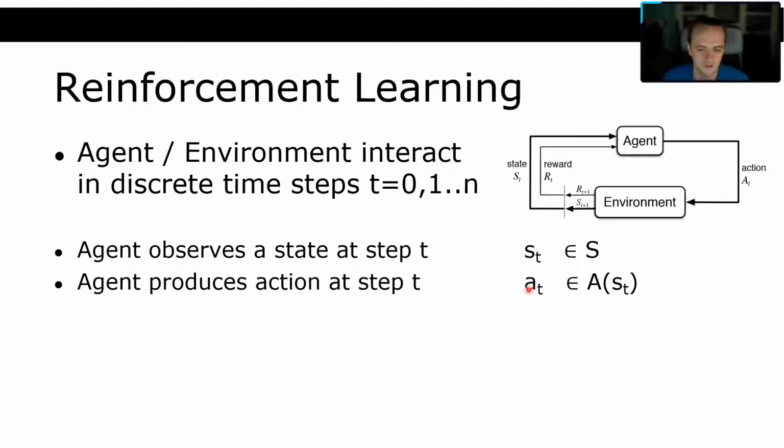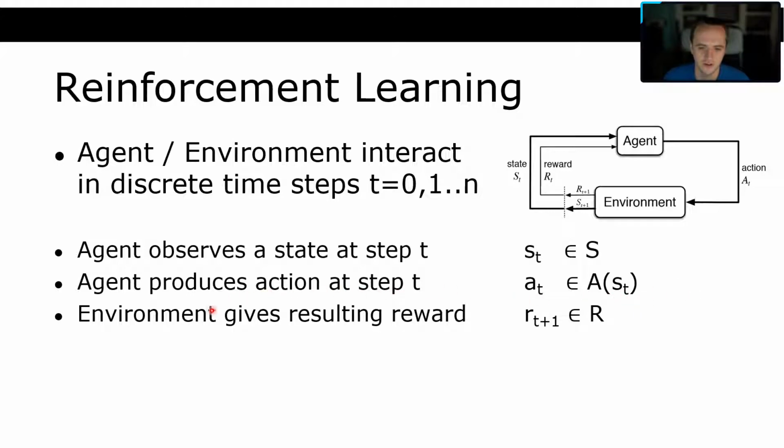So lowercase is sort of the current thing. It's the current state, it's the current action. And the uppercase is the set of all possible things. So uppercase S is the set of all states. Uppercase A is a function which produces the set of all legal actions at S sub t. Because remember, when we were doing pathfinding, for example, if you're at one state, maybe you can move up, down, left, and right, but at another state, like close to the wall, maybe you can only move in one direction. So the legal actions will change at each state.